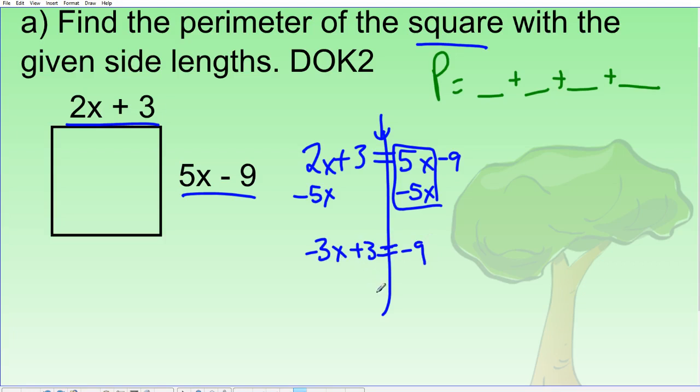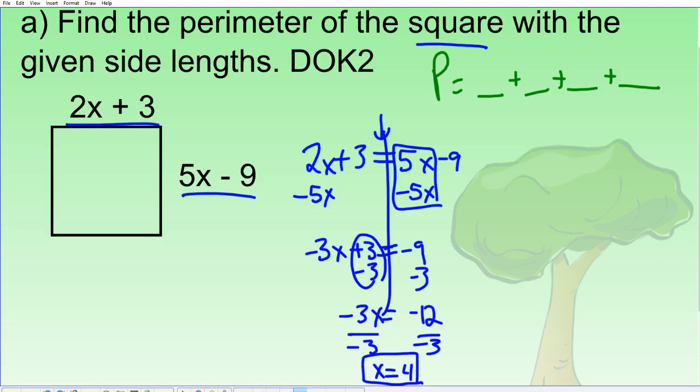I'm going to get rid of the add and subtract before the multiply and divide. So I'm going to get rid of this plus 3 by subtracting 3 on both sides. Negative 3x is equal now to negative 12. Divide by negative 3, and x is equal to 4.